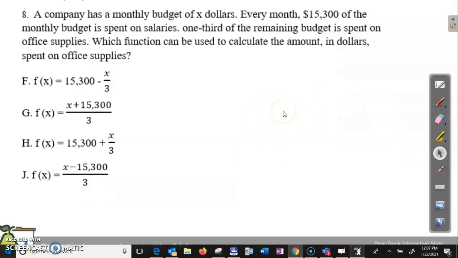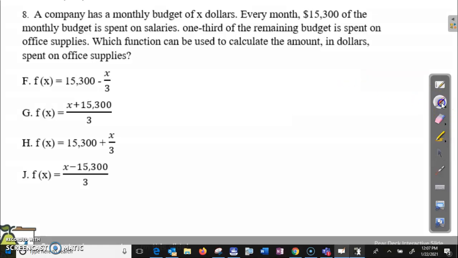Question 8. It says a company has a monthly budget of X dollars. Every month, 15,300 of the monthly budget is spent on salary. 1/3 of the remaining budget is spent on office supplies. Which function can be used to calculate the amount in dollars spent on office supplies?